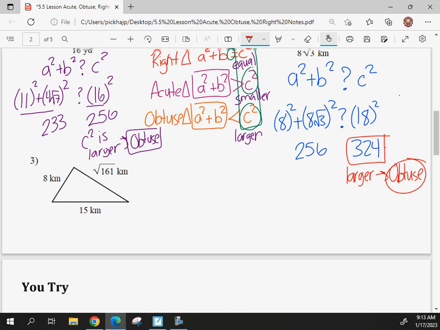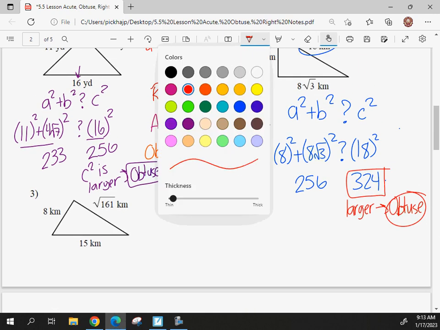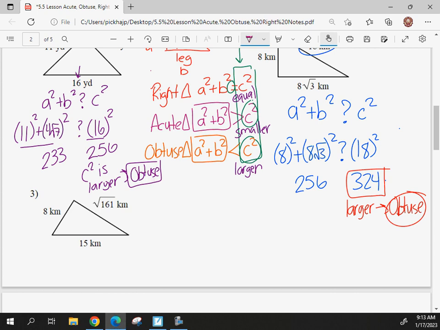So let me do one more example and be consistent. Again, I'm going to keep using a squared plus b squared question mark c squared. 15 is going to be my largest side. If you can't see that right away, you can put root 161 in the calculator and see what that's equal to. It's going to be smaller than 15. Trust me. So I'm going to plug in 15 on the right. And then on the left, I'm going to have 8 squared plus the square root of 161 squared.